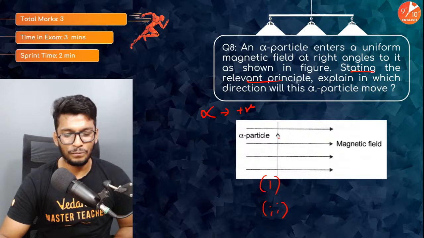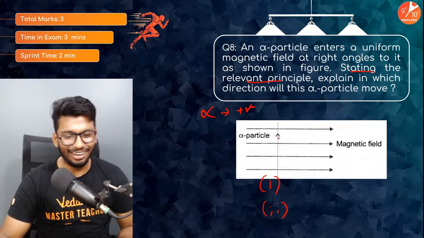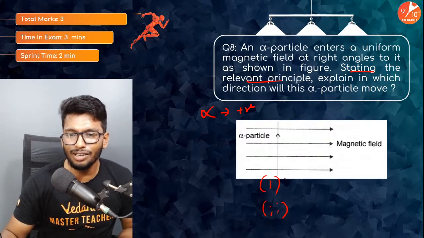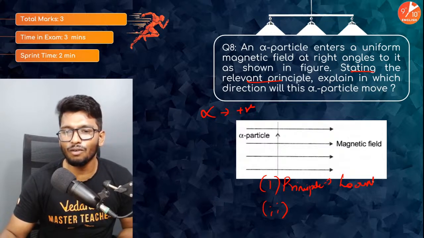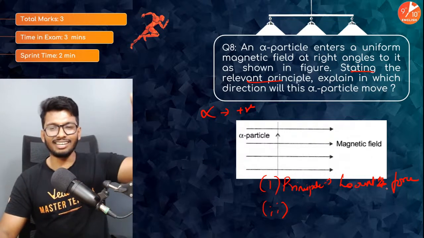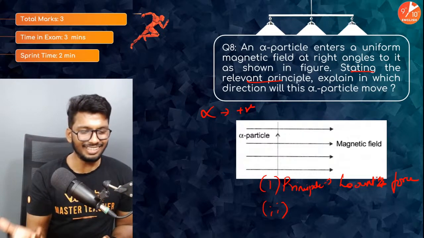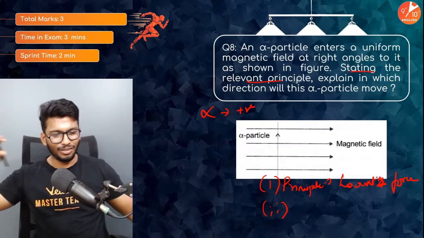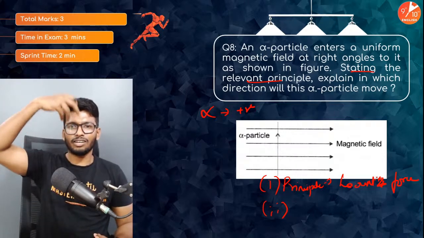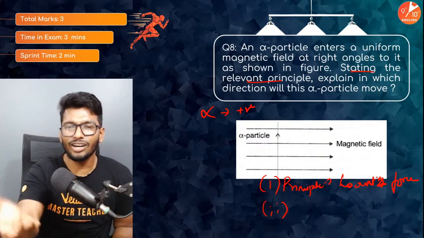Okay, what is the principle, people? I thought everyone would know this. The principle used here is nothing but Lorentz force. When a current carrying conductor is placed in a magnetic field, it will experience a force. That is the principle, isn't it? It's basically dependent on Lorentz force. So when a particle is passing through a magnetic field, it will experience a force. That is the principle it depends on. So Lorentz force is the principle.